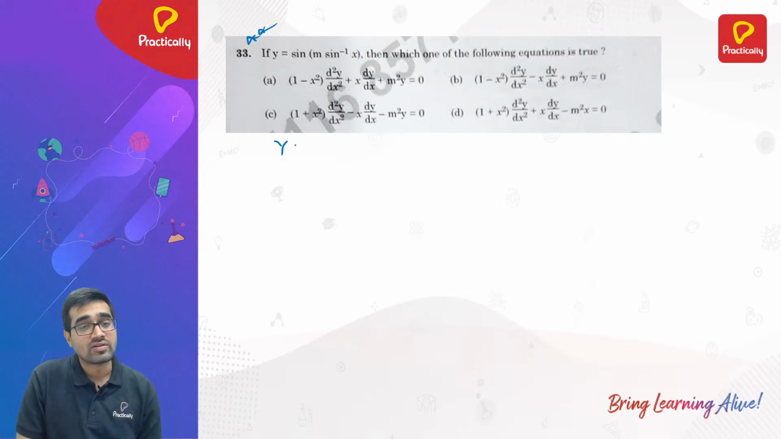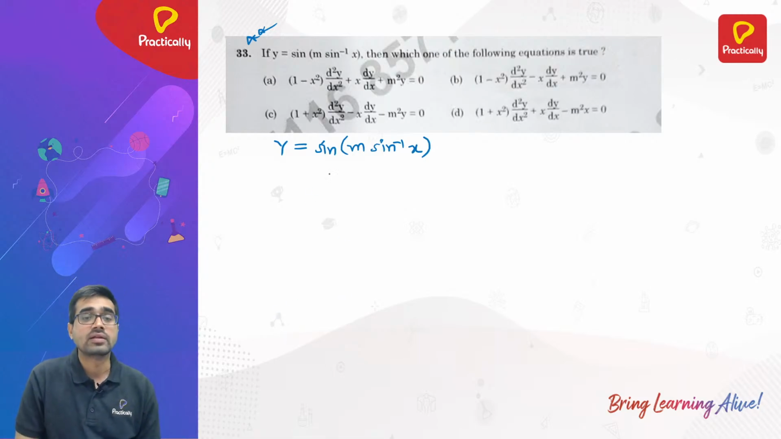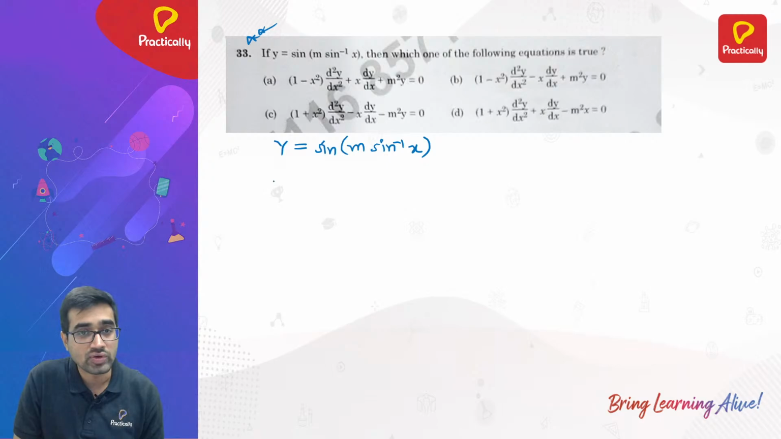So now let's solve. Y is equal to sine of m sine inverse x. We'll go very slow in this. This is the only problem. I'll go slow and then I'll rush. Now you see what is happening: sine of m sine inverse x. Now you can differentiate it.